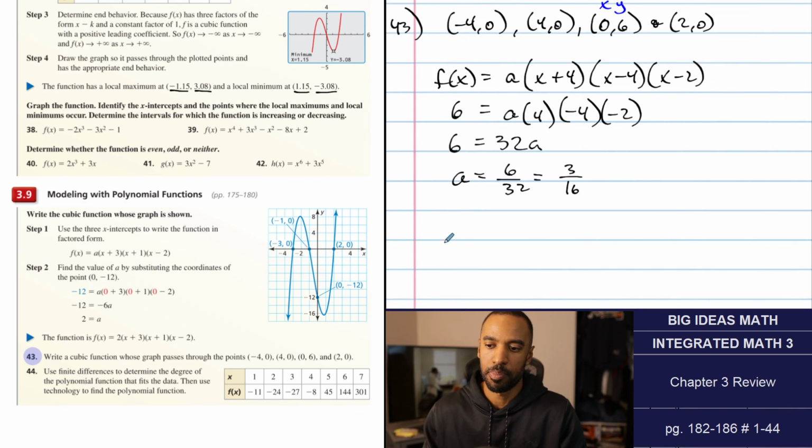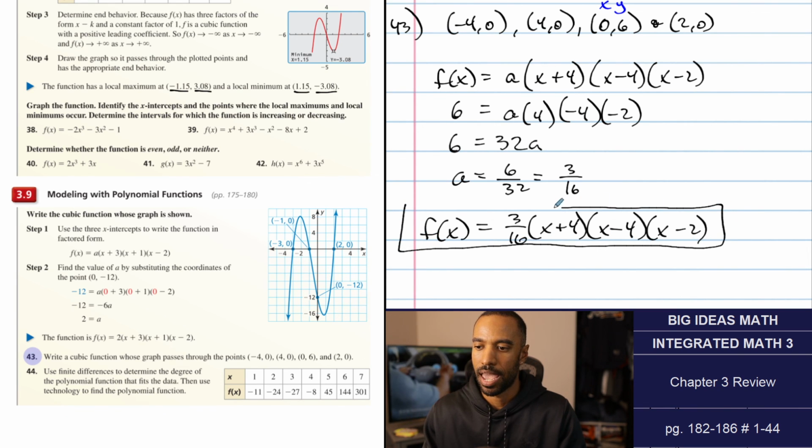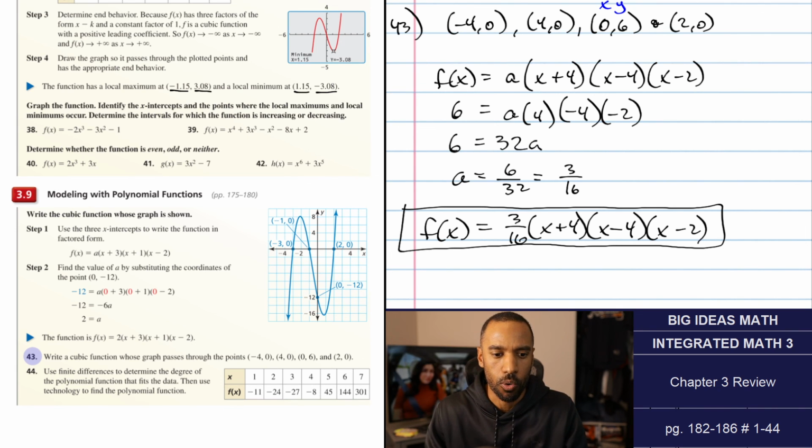Not the most pleasant number, but it is the answer. Let's not write it as a decimal or anything else. This is fine. I'll leave it like that. This will be f of x equals 3/16 times x plus 4 times x minus 4 times x minus 2. And there's our final result on that one. So again, in a cubic function, we're just choosing the intercepts to get there. We could do the same thing for a quartic function. I mean, it goes on from whatever you're doing.